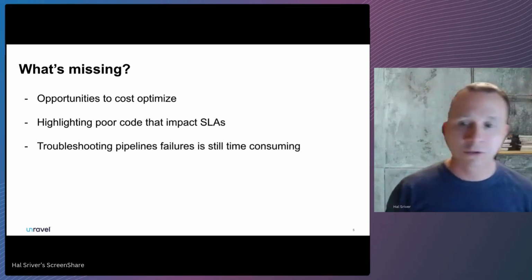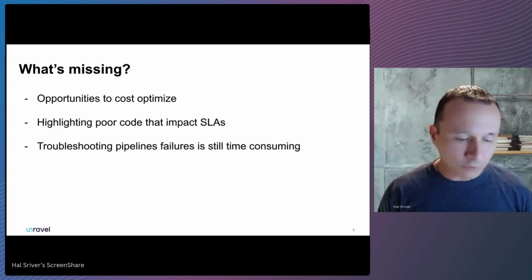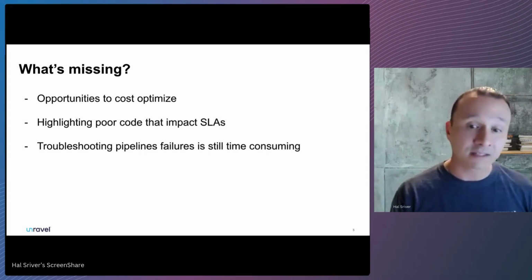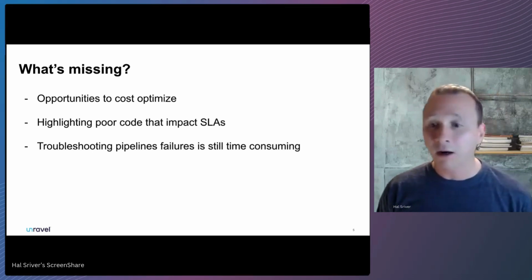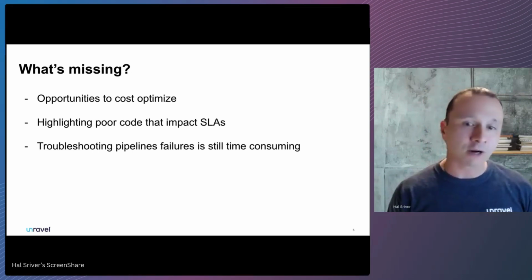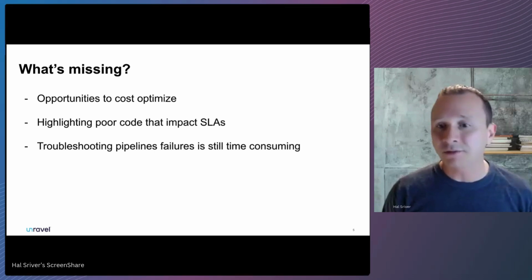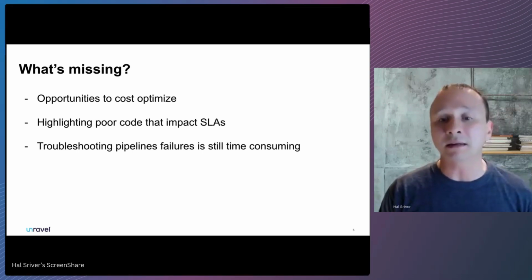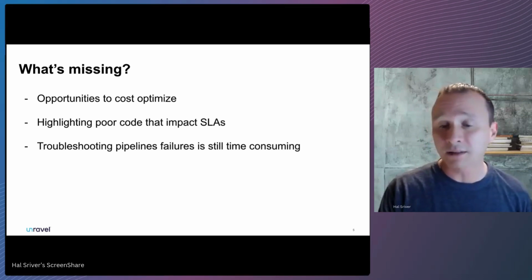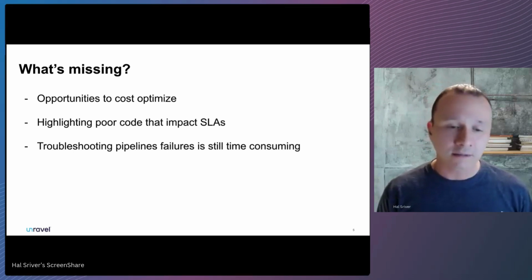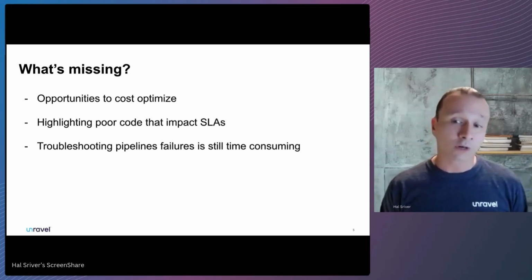And last but not least, troubleshooting pipeline failures is still very time consuming. Even with the observability that Snowflake provides today, I get a lot of feedback from our customers and prospects where they are spending a lot of time trying to understand which of my tasks in which job run has failed. It's almost like finding a needle in a haystack. Now, granted, the features that Snowflake provides are super powerful. It's still up to the end user to harness that power to understand where to look in the first place.